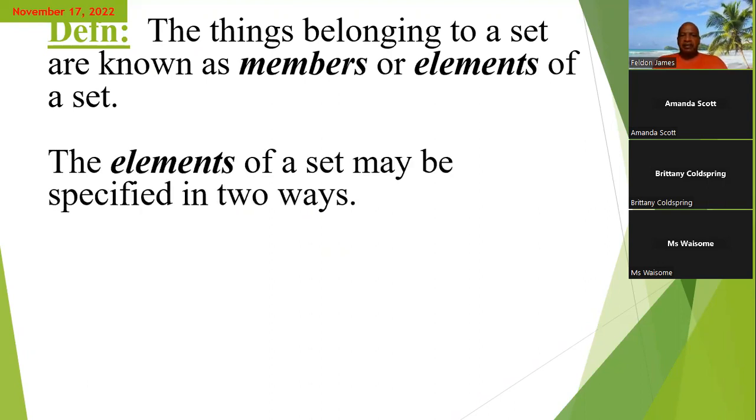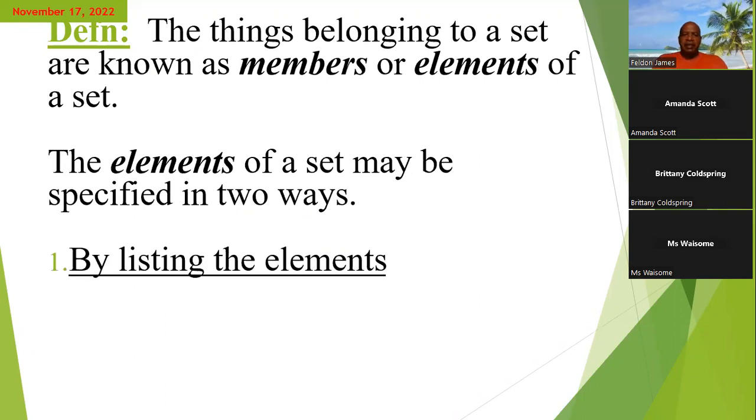The elements of a set may be specified in two ways. One, you may list the elements, and in listing, you always use curly brackets to enclose the members that you're listing. Remember, the curly brackets mean "the set of." So in this case, you would have the set of 2, 4, 6, 8, 10. So that's listing the members.